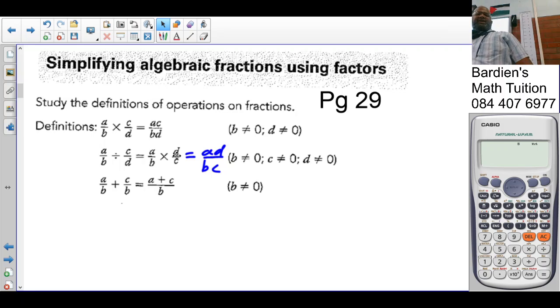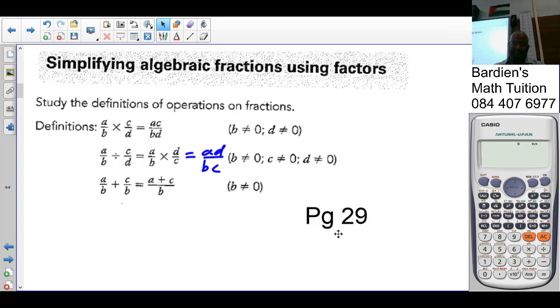The next one, we've got A over B plus C over B. What do you notice? The denominators are the same, so we can add the numerators. If the denominators are not the same, what must we do? We must find the LCM. And again, the denominator there is not equal to 0, people.